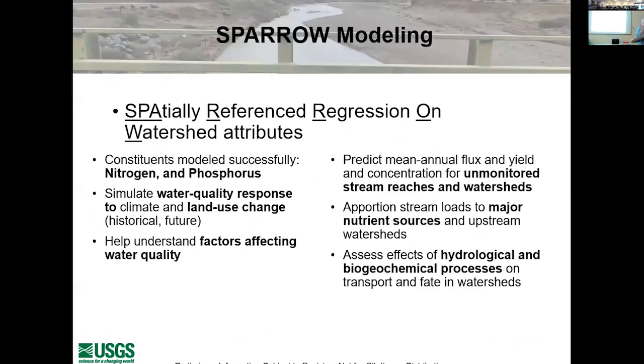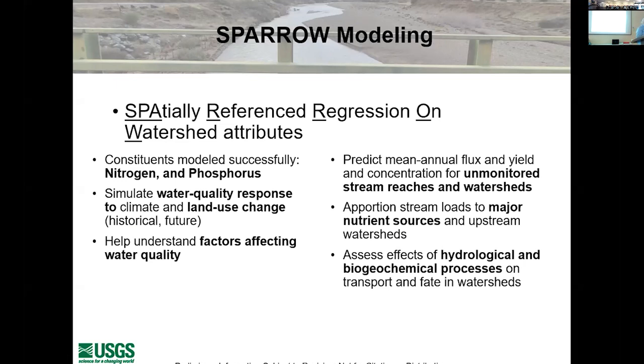So first thing, I will just take care of this acronym right away. SPARROW, the bird, represents a spatially referenced regression on watershed attributes. Basically, it's a mass balance model that simulates water quality responses to climate and land use changes. It helps in understanding factors affecting water quality in the watersheds. It predicts mean annual flux, yields, and concentrations of nutrients in areas that are unmonitored. So unmonitored watersheds and stream beds.